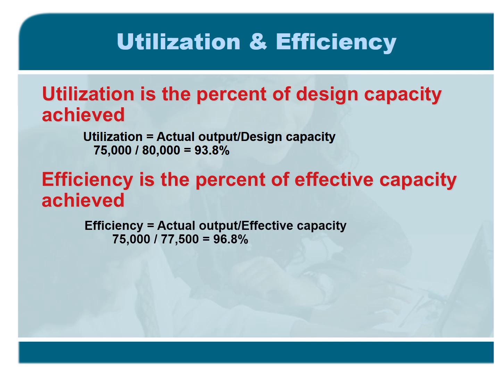Utilization is a percent of design capacity achieved. So utilization equals the actual output divided by the design capacity. So if the actual output is 75,000, but it was designed to be 80,000, you're at 93.8% capacity. Efficiency is the actual output divided by the effective capacity. So if the actual output is 75,000, but the effective capacity is 77,500, you would be at 96.8% efficiency.